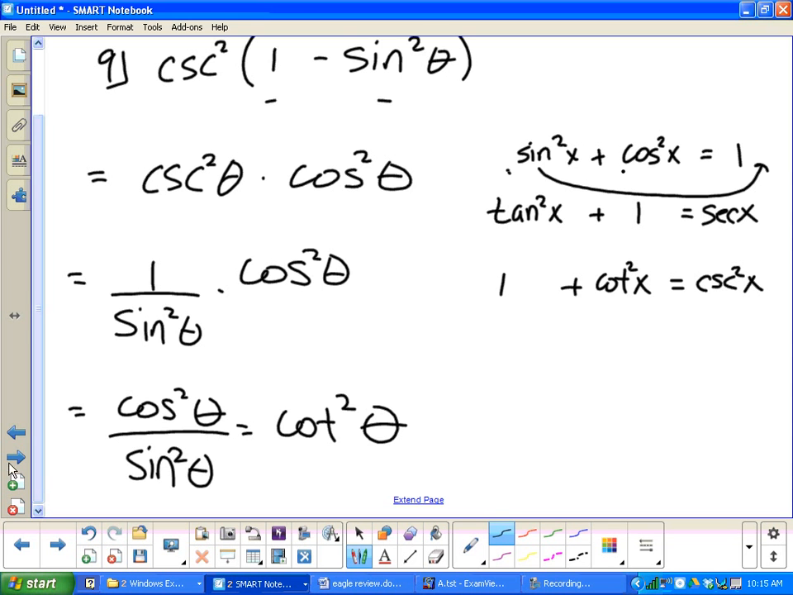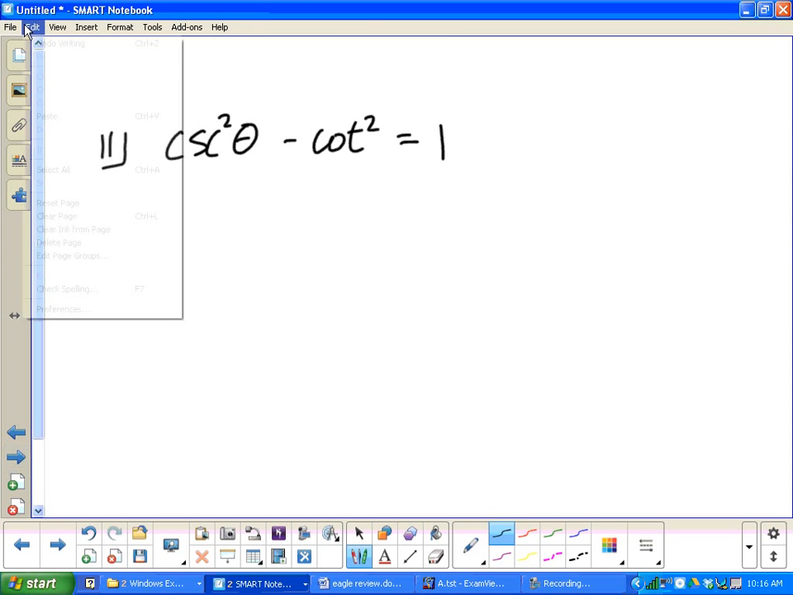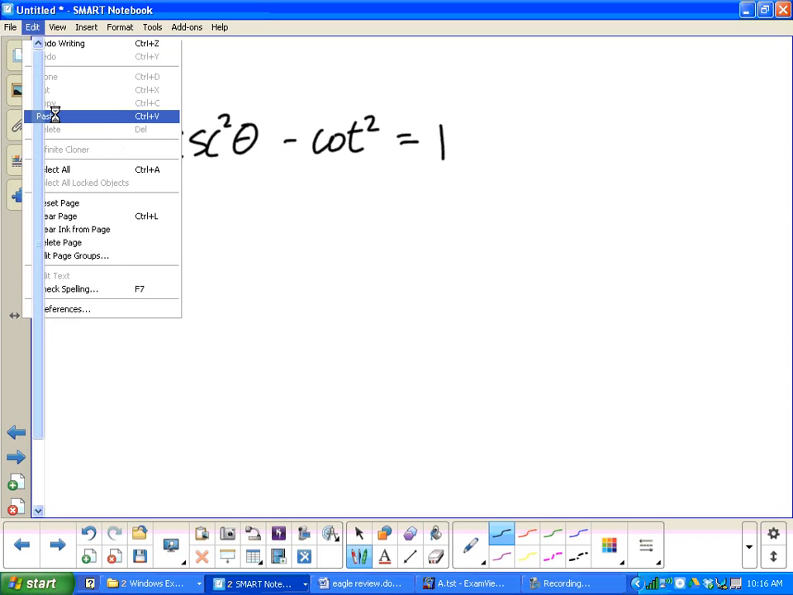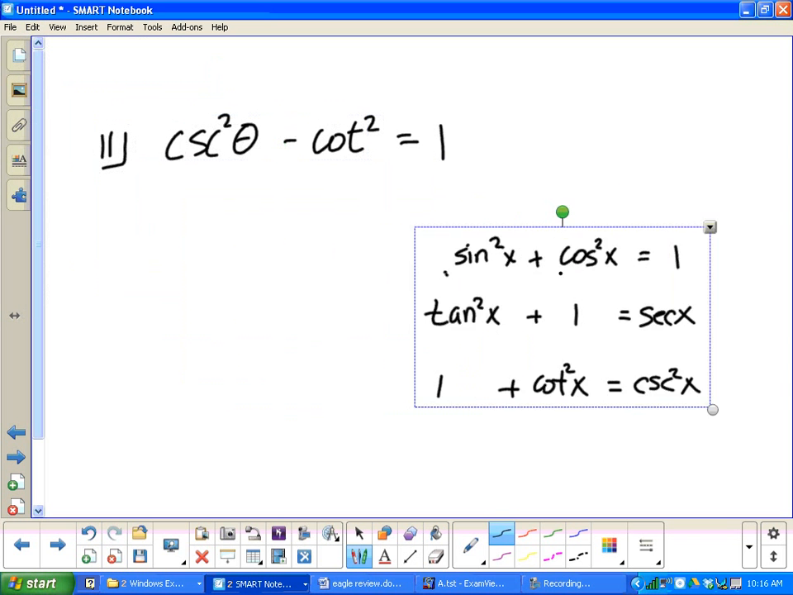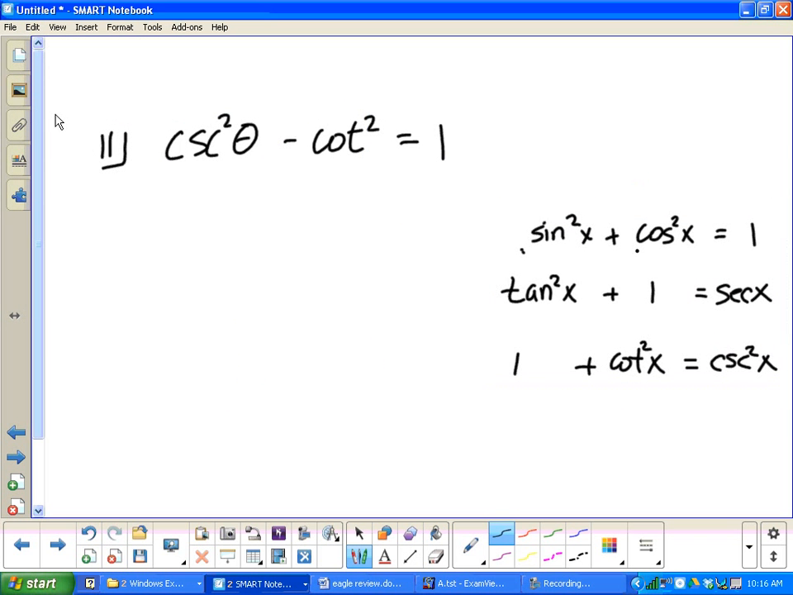All right, let's try this one. This one's pretty easy. So how can we get a cosecant squared minus a cotangent squared? Oh, dang, I left the answer on it. That's just 1. So that was pretty easy, wasn't it?